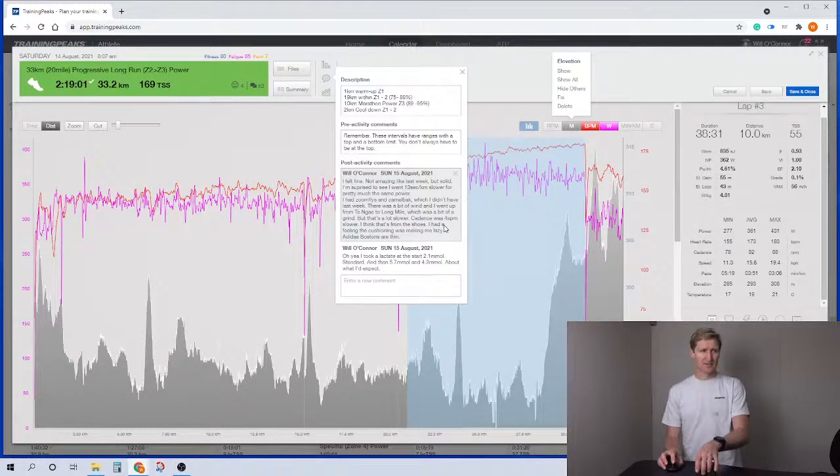So cadence was 4 steps per minute slower, and I think that's from the shoes, as I had a feeling the cushioning was making me lazy. I wore the Adidas Bostons.